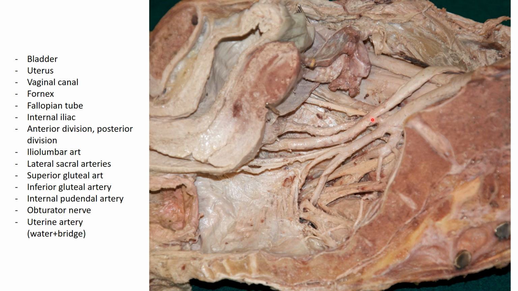So there is an artery coming from the anterior division going to the uterus. It crosses over top of the ureter. That tells me this is going to be the uterine artery.